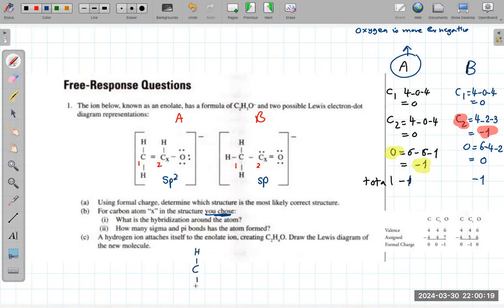So C is attached to H and C and X and H and oxygen.